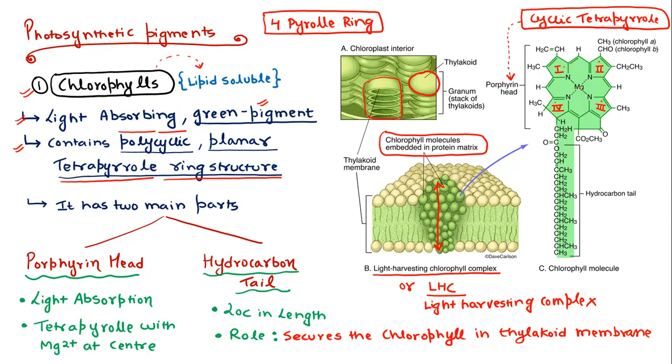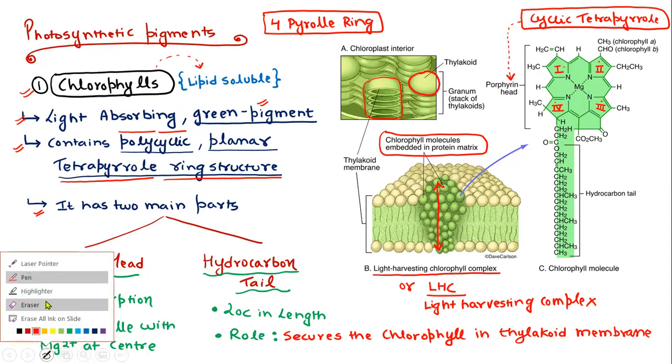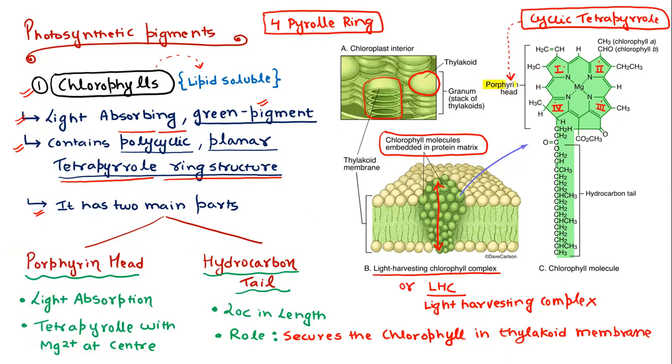Coming to the components, there are two main parts in this structure. What are the two main parts we have here? One part is known as the porphyrin head and the other part is called the hydrocarbon tail, right? So we have the porphyrin head and we have the hydrocarbon tail. Now, let's have a look at the properties of the porphyrin head and the hydrocarbon tail.